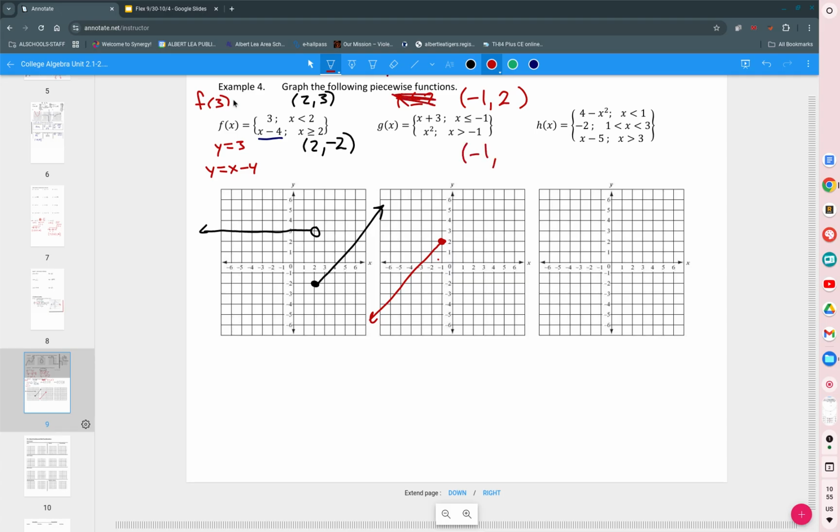Go ahead and plug -1 in the bottom, and when you plug -1 in the bottom, you get 1. So I have an open circle at negative 1, 0. And I remember that this shape made a parabola that went down to 0 and came back up. And so that's the graph that I want. That's the piecewise function.